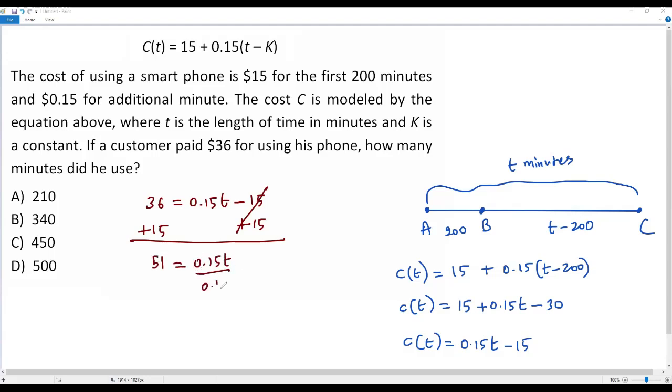Now let me divide both sides by 0.15. Then this 0.15 will cancel out. When I divide 51 by 0.15, I am getting 340 on the left side. On the right side, we have t. That is, if a customer paid $36, he would have used 340 minutes of the phone. So we find this 340 in answer choice B. The correct answer choice for this question is B.